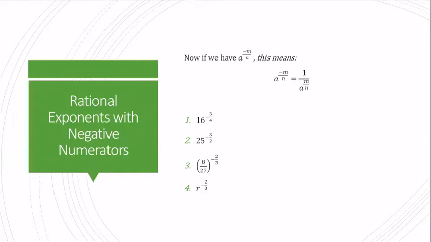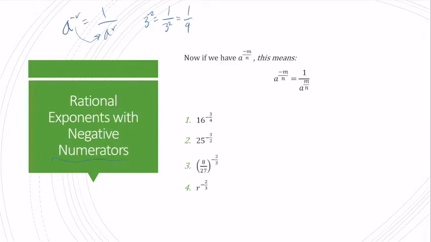Now let's talk about rational exponents with negative numerators. So you might recall from working with exponents before that if I had a to the negative r, that became 1 over a to the r, right? Negative exponents were fractions. If I had 3 to the negative 2, that became 1 over 3 squared, which was 1/9, right? Well, now we're going to have to do the same thing.